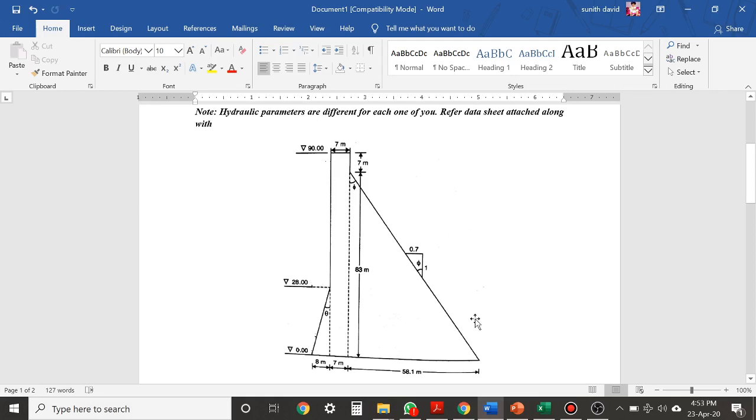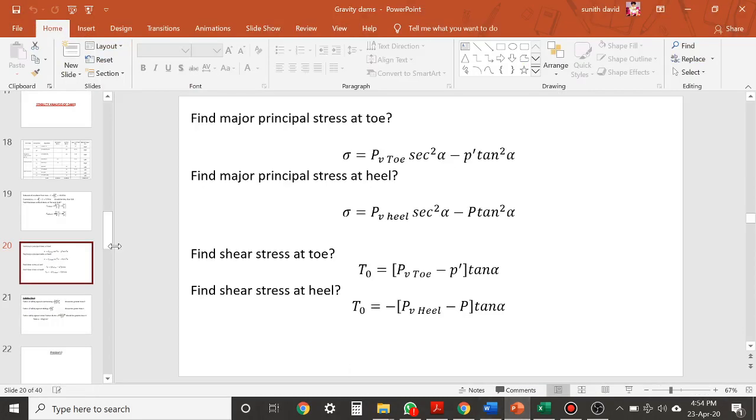Similarly, you are having tailwater also. There also you have to take the self weight of water at the tailwater or downstream condition. Now, while doing the stress calculation, you know that this is our point heel and this is our point toe. For example, if you refer to our topics or equations, the major principal stress at toe, you have the equation. The major principal stress at heel, you have the equation.